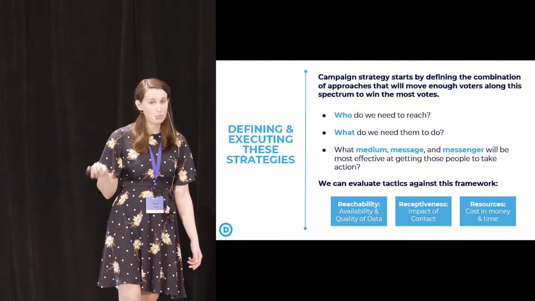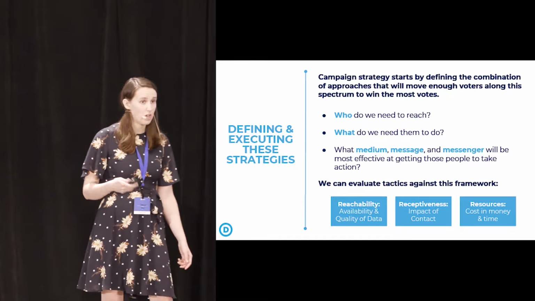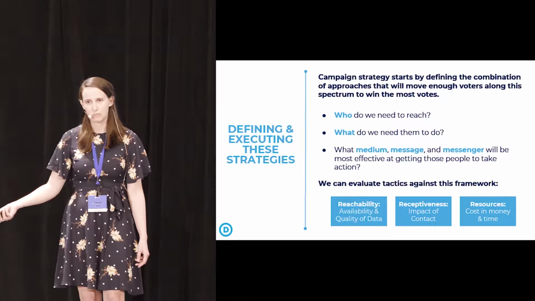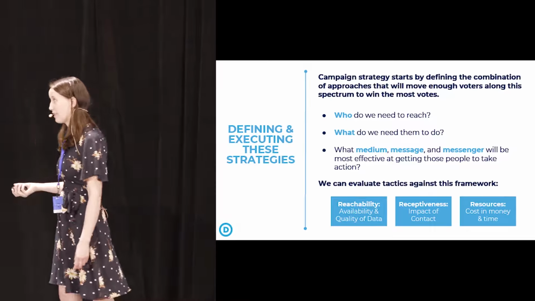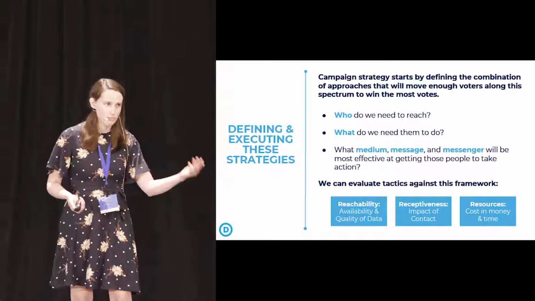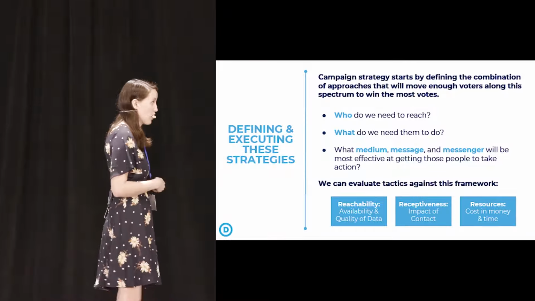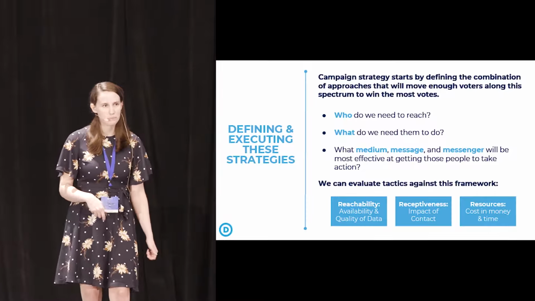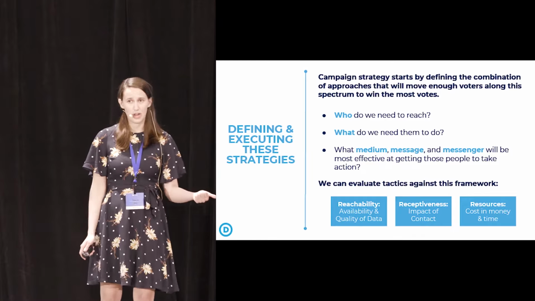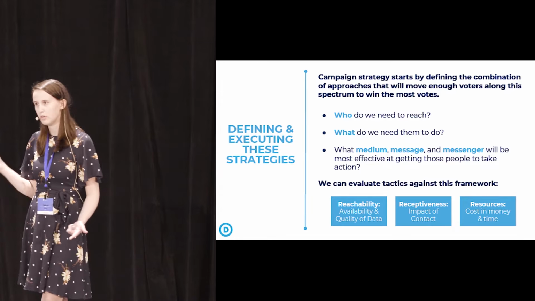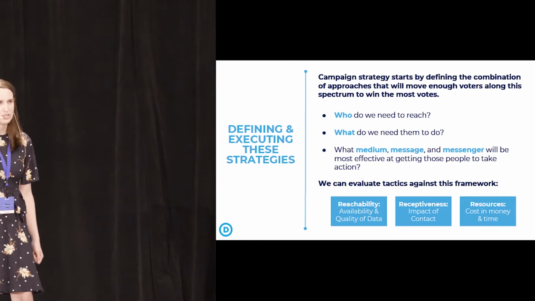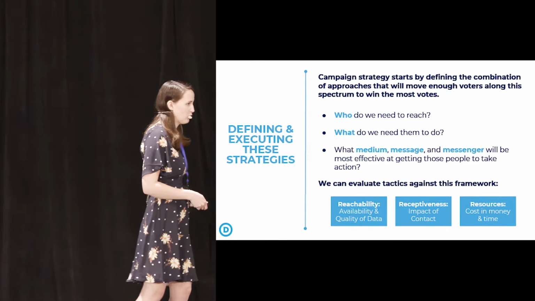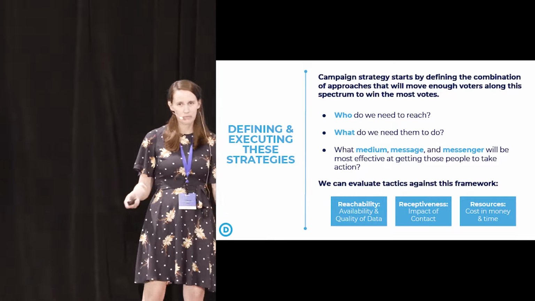Once defining who the people are you need to reach, campaigns need to understand what are the actions we need those people to take. What does it look like to persuade them to support our candidate, to turn out to vote when they otherwise wouldn't have, or to give money to a campaign, to volunteer their time, to expand the capacity of the campaign to reach more people towards those goals. Once you know the people you're trying to reach and the things you need those people to do, you can start asking practical questions about the medium, the message, and the messenger that will be most effective at getting those people to take the action you need them to take.